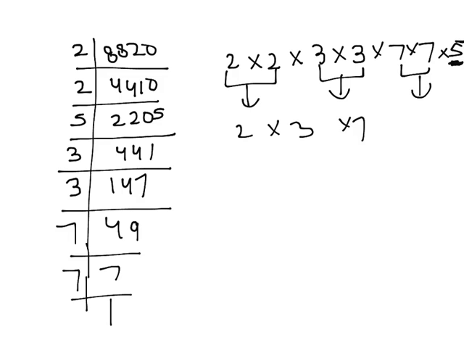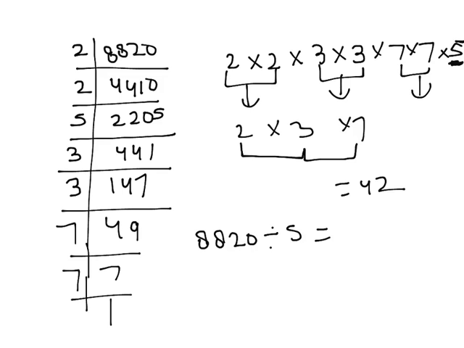So if we divide this number by 5, we will get the new number. The new number will be 3 times 2 is 6, 6 times 7 is 42. It means we have to divide the number 8820 by 5. It will give us the square of 42.